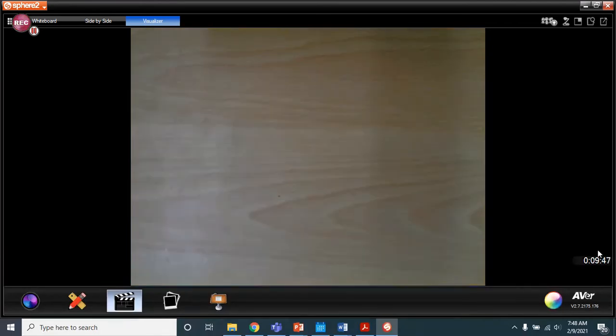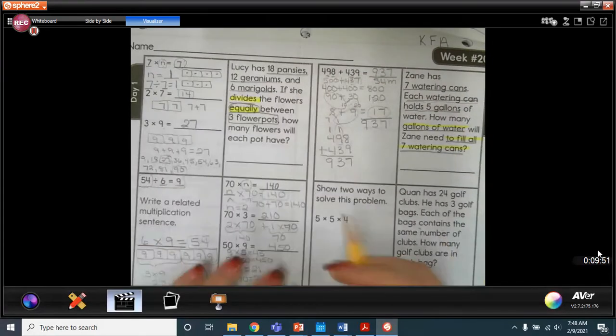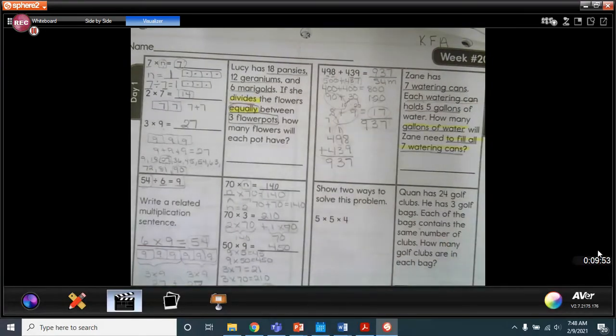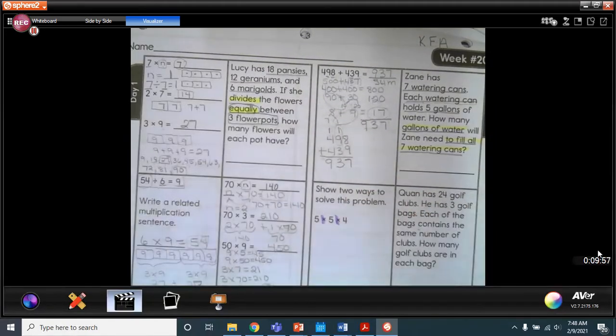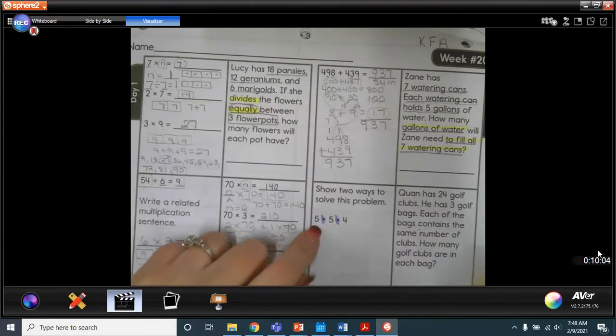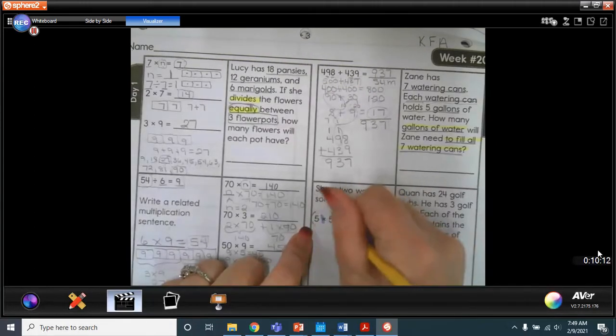All right, now let's take a look at our next problem, which has 3 factors, if you didn't notice. Look here, you have 2 multiplication symbols, and each one of my numbers in my problem is a factor. So how does this work? Well, we can use what we know about groups, right? We have 5 groups of 5. So let's start with 5 groups of 5.